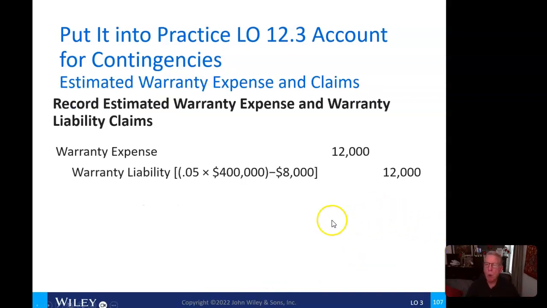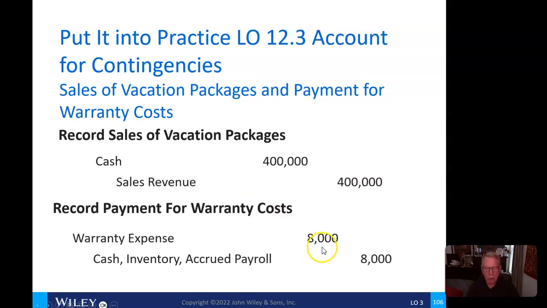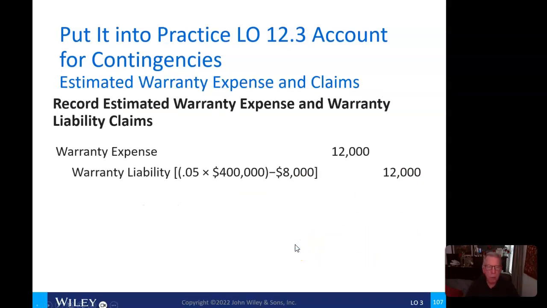Then we're going to record the estimated warranty expense and warranty liability claims here. We'll debit warranty expense for $12,000 and credit warranty liability for $12,000, and we compute that by taking 5% of the $400,000 and then backing out this $8,000 that we've already paid.